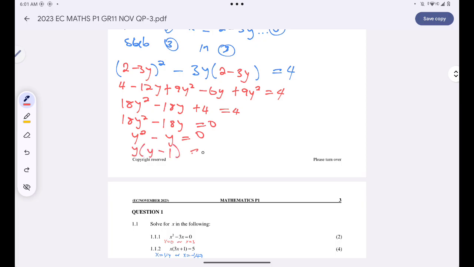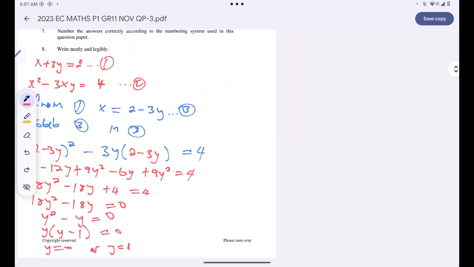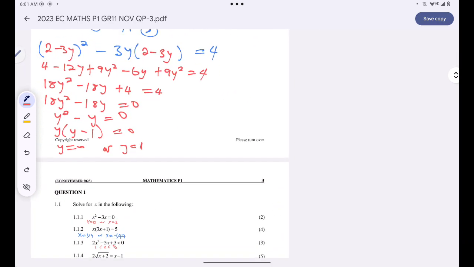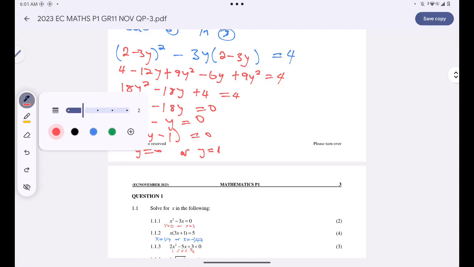So now I just have to factorize. I have a common factor there, which is y, and then y is equal to 0, or y is equal to 1. So I have solved for y now. Then all I need to do is to find x. How can I do so?